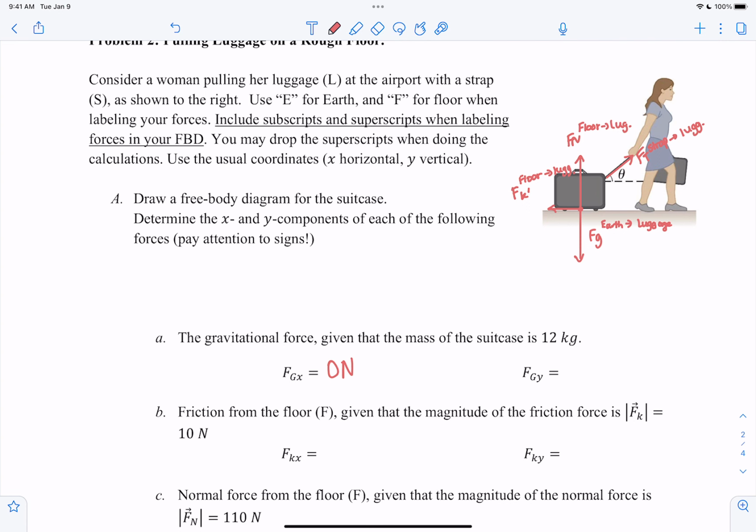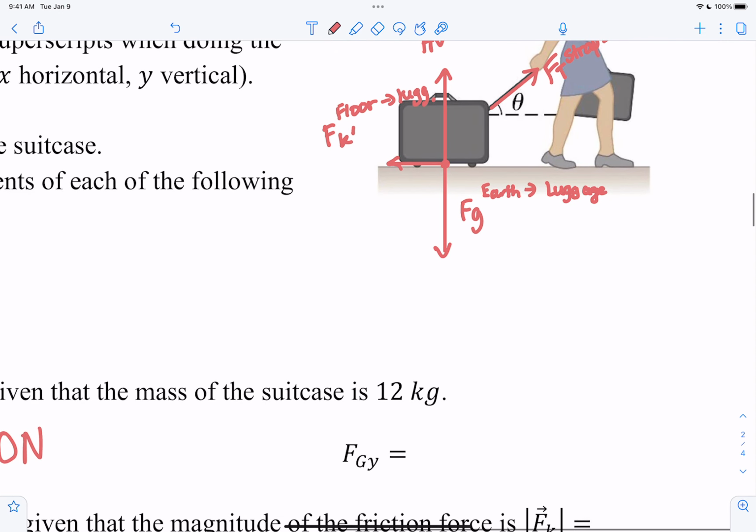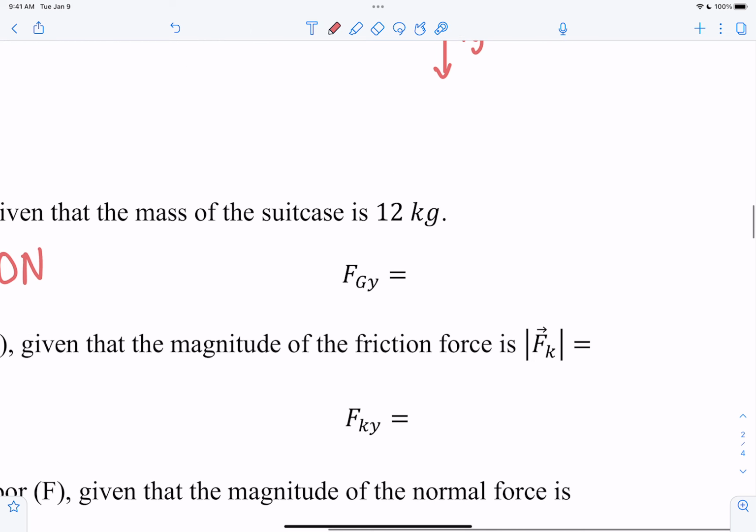Okay, cool. Now for the y component of gravity, that's pretty straightforward here, since it's only in the y direction, directly downwards like that, right? There's no angle or anything like that. We don't have to use trig to figure things out. What would Fg equal? It would just equal mg, right?